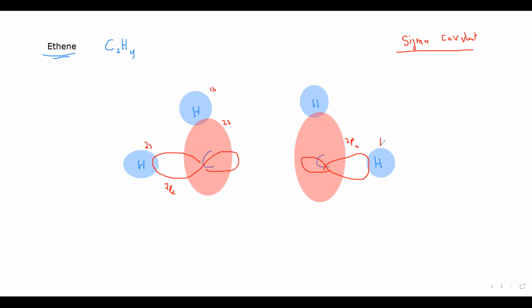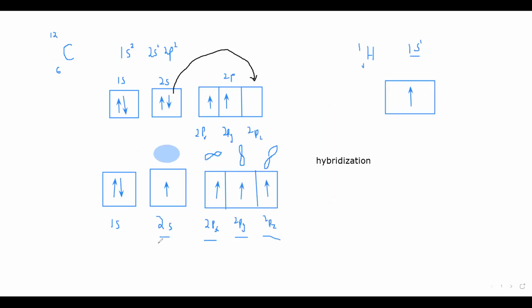2px overlaps with 1s of hydrogen, and this was 2s overlap with 1s of hydrogen. So you can see there's a complete overlapping, so this second bond is also a sigma bond. Then the third orbital which is available, so 2s is used up, 2px is used up, the third is 2py.